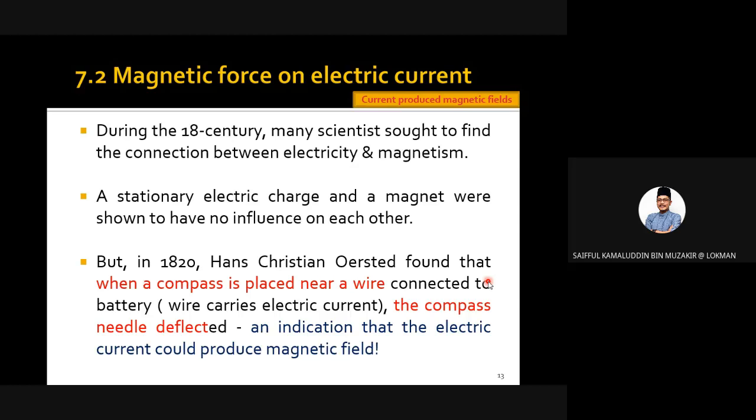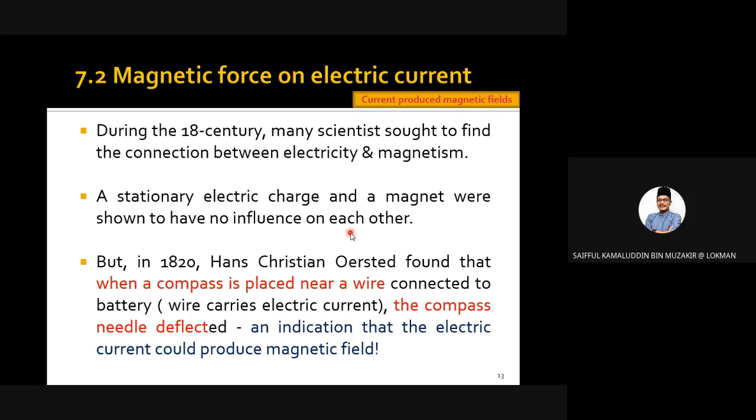So during the 18th century, many scientists sought to find the connection between electricity and magnetism. Do we have any connection between them? Yes, we have a connection. But in terms of what? How the correlation should be? So a stationary electric charge and a magnet were shown to have no influence on each other.